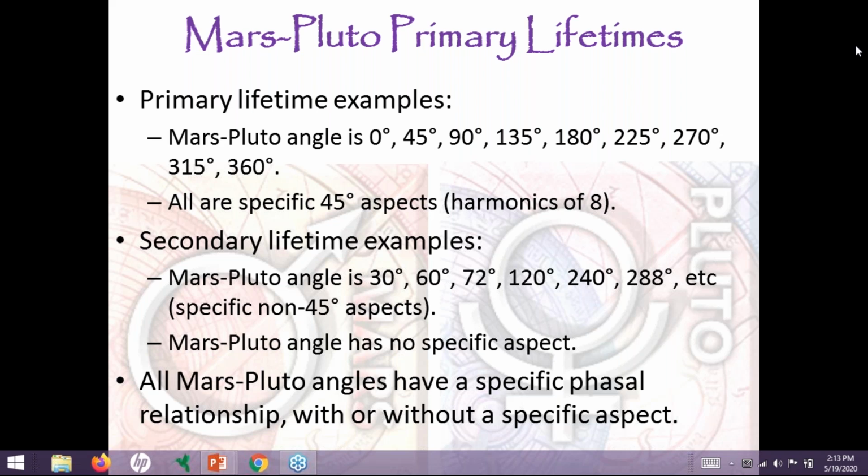The secondary lifetimes you also see on your screen. The Mars-Pluto angle can be 30, 60, 122. In other words, we can have specific aspects that are not 45-degree angles. We can also have Mars, Pluto, and no specific aspect at all. They have a phasal relationship within a specific phase, but they may or may not have an aspect. That's going to be that secondary lifetime example.